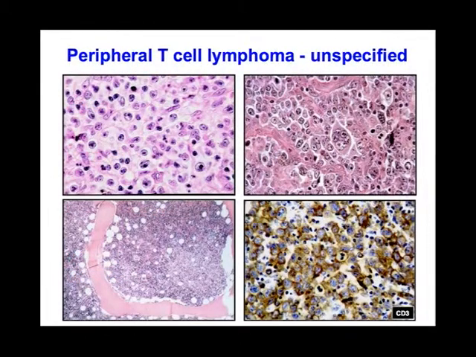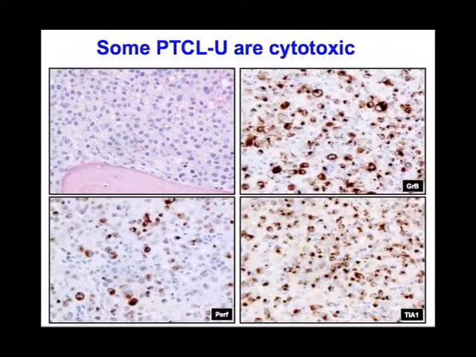This is a typical morphology with these large neoplastic cells, often with clear cytoplasm. Sometimes they can be very pleomorphic. Very common involvement of the bone marrow. And it can be hard to diagnose in the bone marrow, actually. And then here, expressing CD3, as you can see.